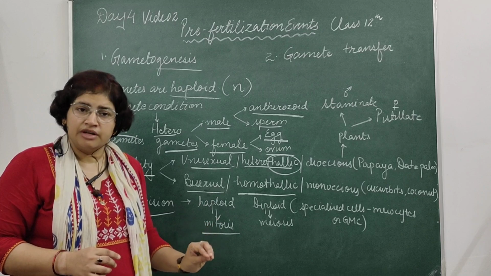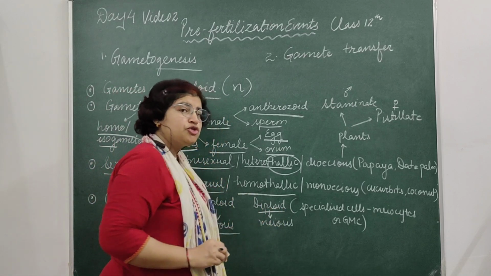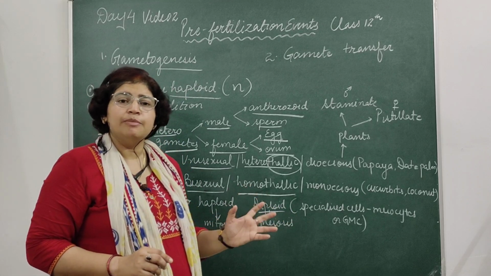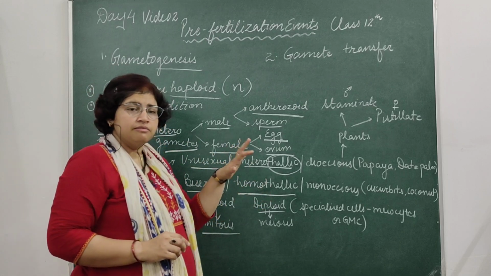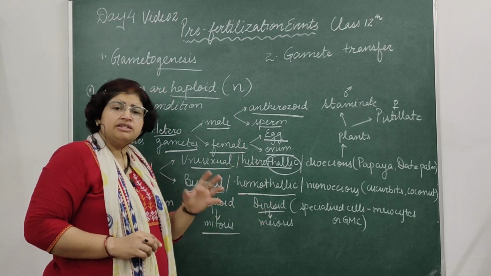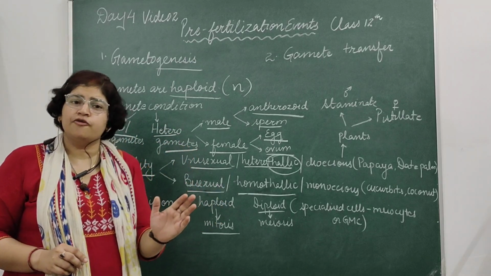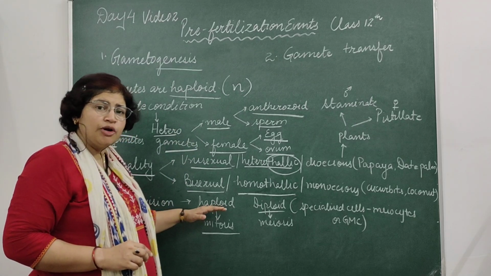Meiosis is a kind of reductional division in which, whatever the chromosome number the diploid organism has, after meiosis the gamete will receive half the number of chromosomes. The diploid condition is generally present in humans and in higher plants, while before that we have the haploid condition.